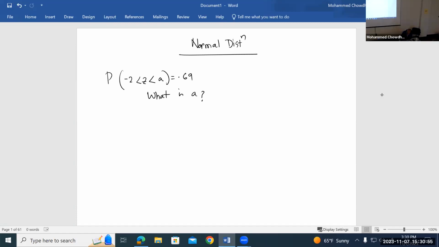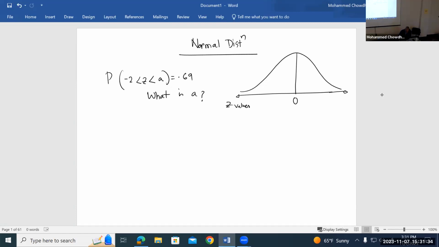So let me draw the graph. This is the normal curve. This is 0. Left side of 0, we have 50%. Right side of 0, we have 50%. On this line, we have Z values. Under this bell-shaped curve, above this horizontal line, we have 100% area or probability.